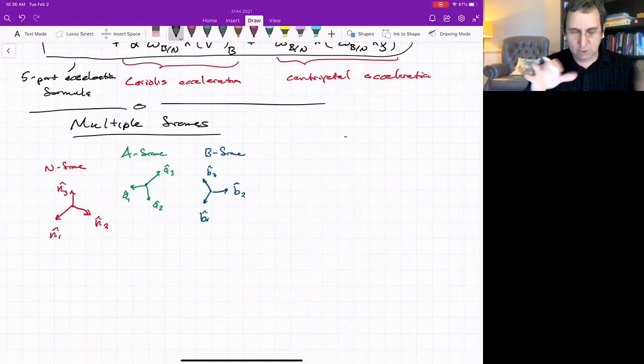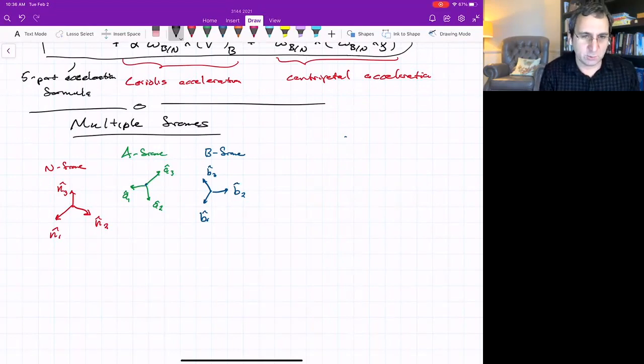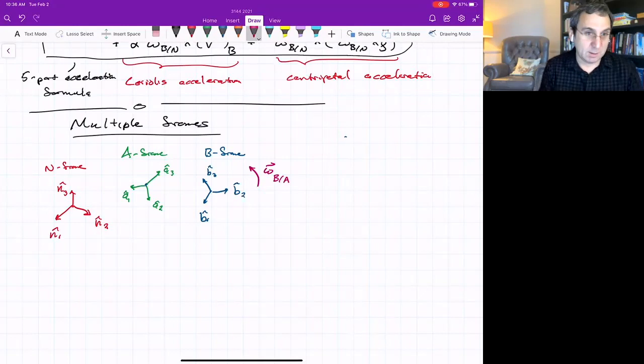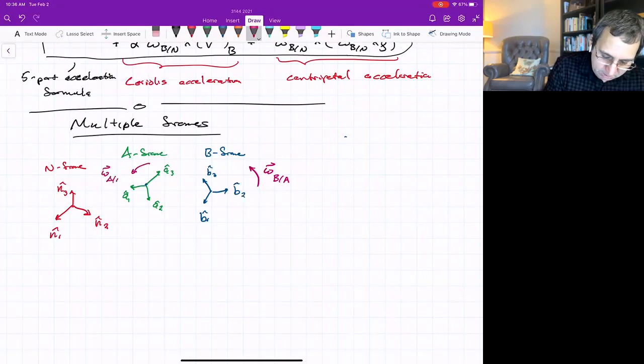And they could all be rotating with respect to each other. The angular velocities will add up in a way that should make sense. So I'm just going to sketch. There's an omega of the B frame with respect to the A frame, let's say. Maybe that's the most convenient thing to measure. And then there's an angular velocity of the A frame with respect to the N frame.